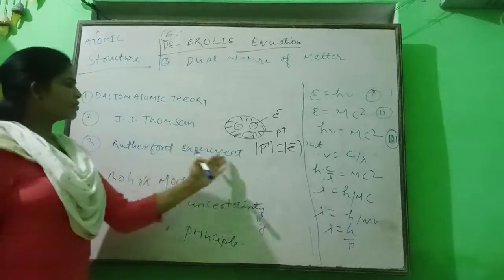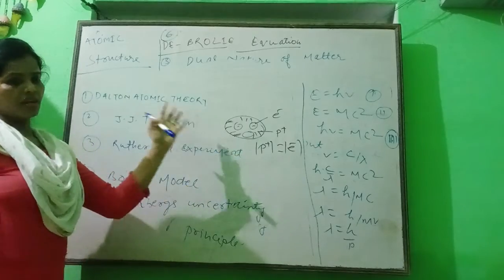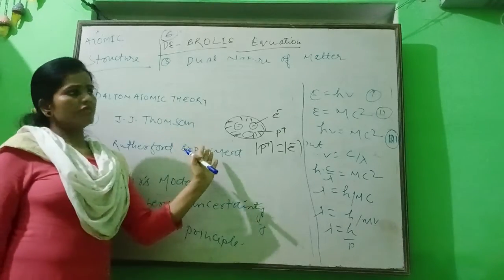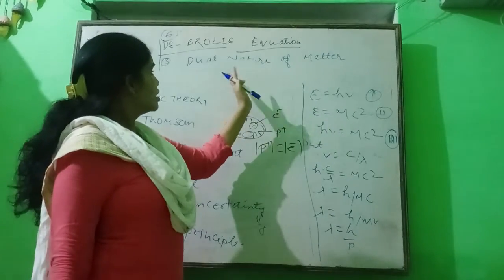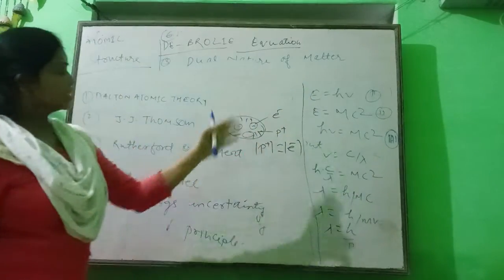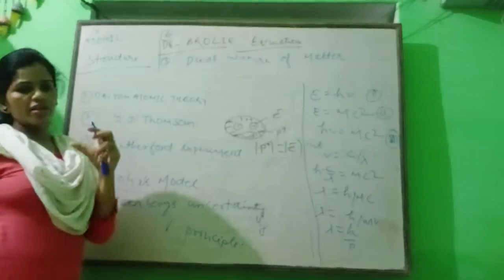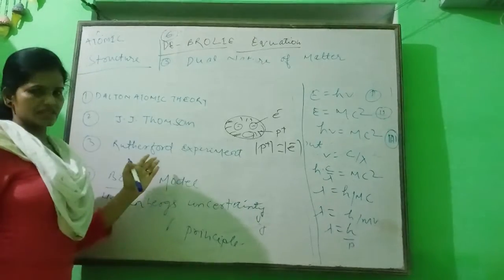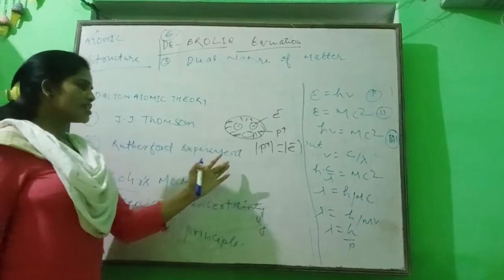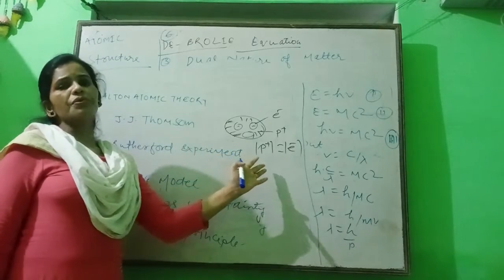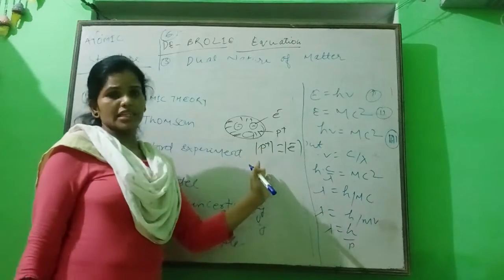Now we are going to the experiment, which is the Rutherford experiment. Since we have to derive the theory about the dual nature of matter, I am explaining only short theories of these scientists, because we need them before this topic. In the Rutherford experiment, he took gold foil, Au, which is a metal.